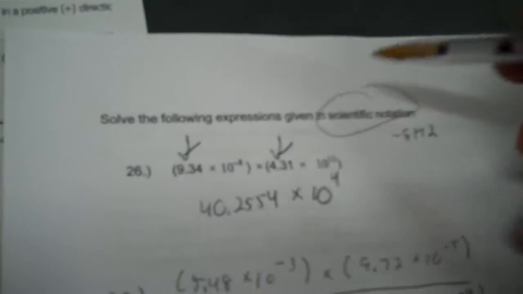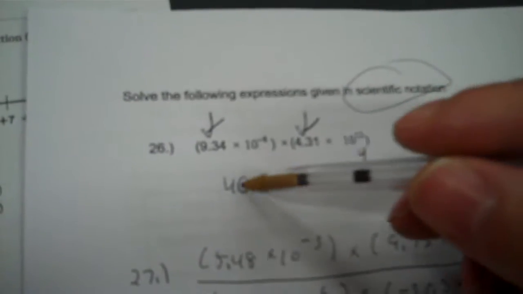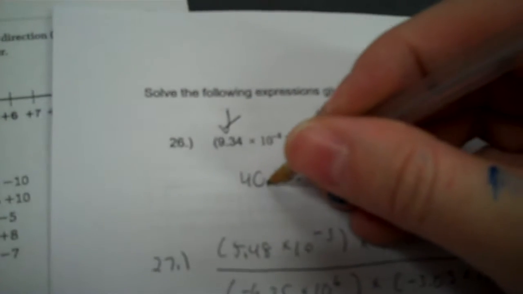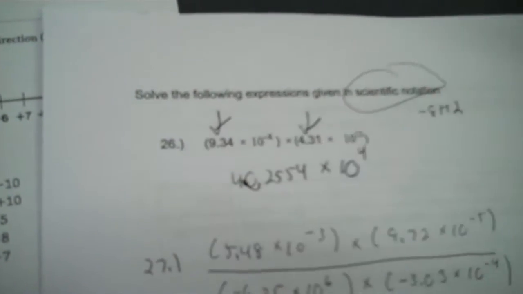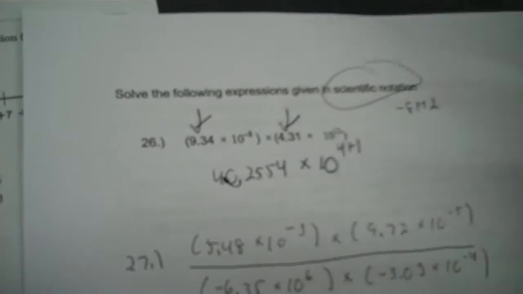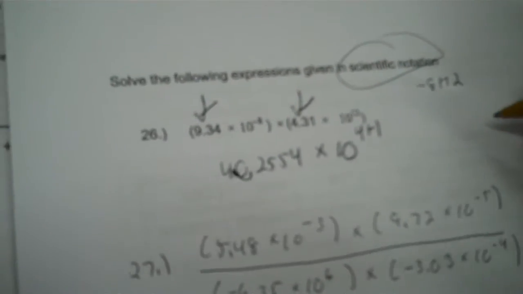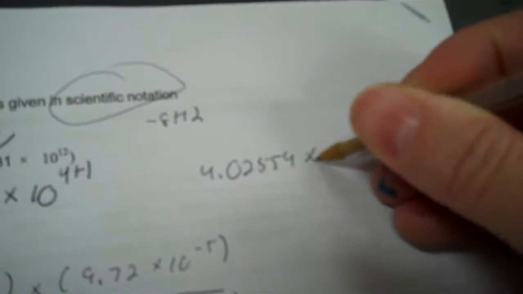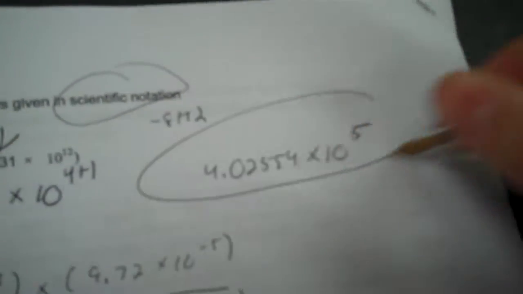Now, scientific, how many digits do you have before the decimal? Right now you got 2. 40 is 2 digits, okay? So you need to move it so you have 1. You moved it one place. You moved it to the left, so you add 1. So my answer is 4.02554 times 10 to the 5th power.